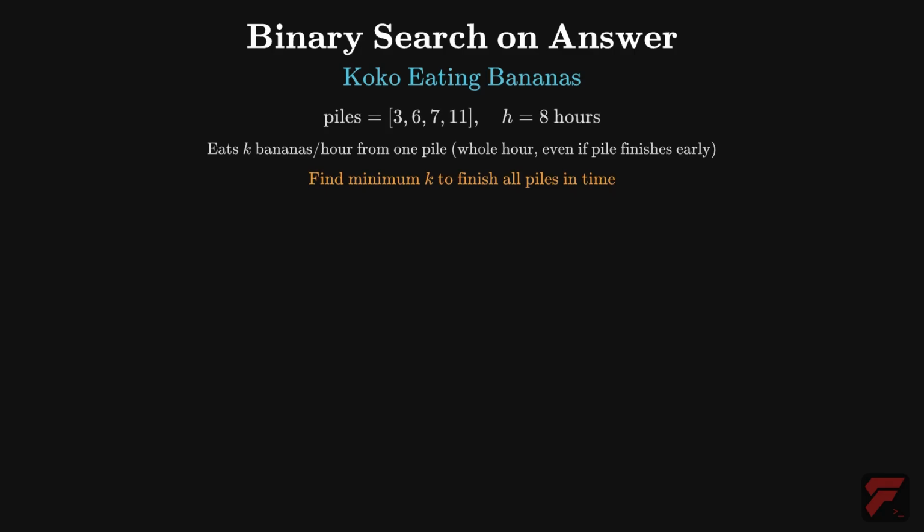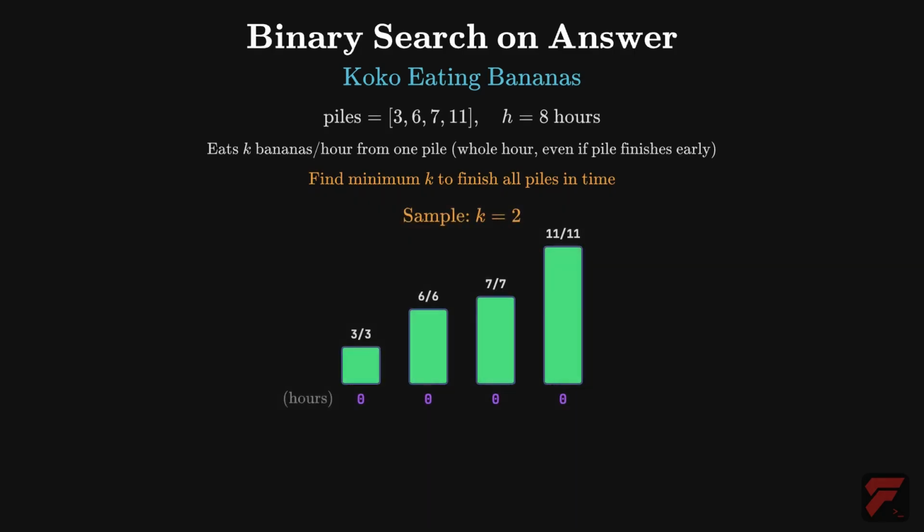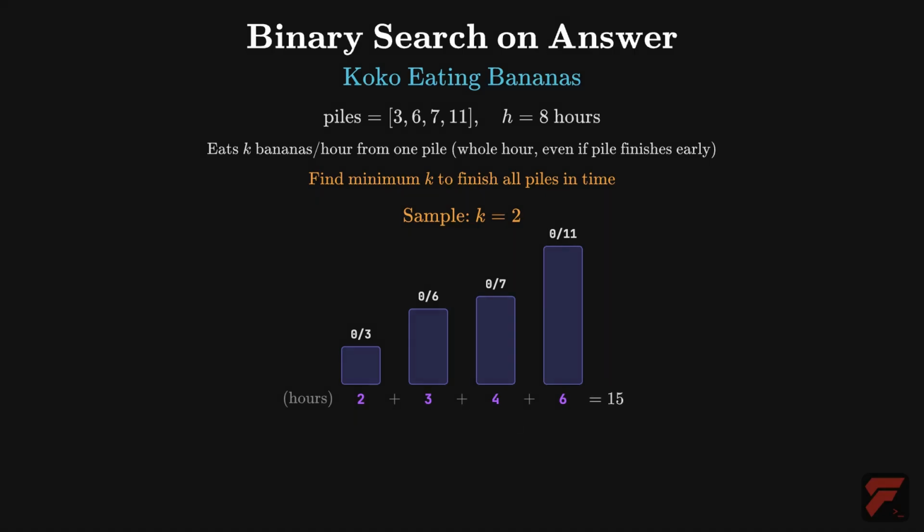Find the minimum k. Let's see what happens at speed 2. Pile of 3, eat 2. Then the last one, that still takes a full hour. 2 hours. Pile of 6, 3 hours. Pile of 7, 4 hours. That last banana still costs a full hour. Pile of 11, 6 hours. Total 2 plus 3 plus 4 plus 6, 15 hours. Way too slow. Guards come back in 8.